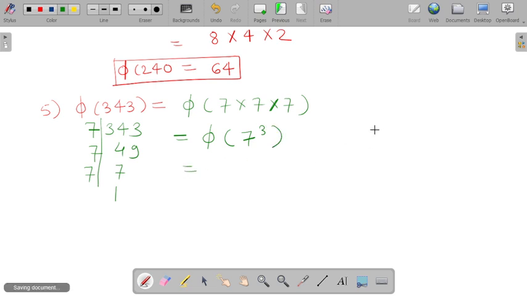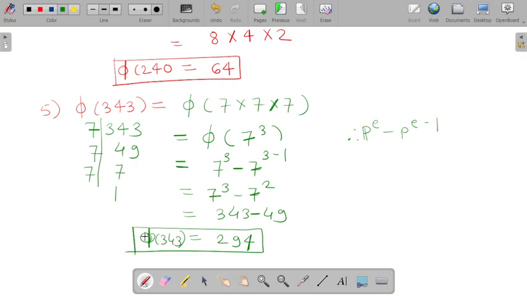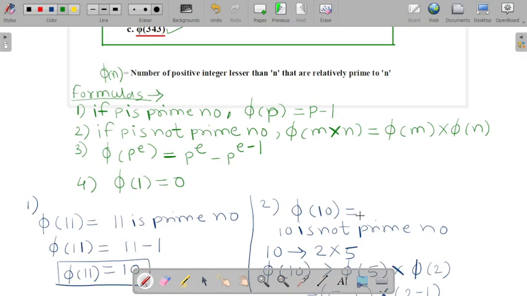So you can apply this formula, p raised to e minus p raised to e minus 1. So I can write it as 7 raised to 3 minus 7 raised to 3 minus 1, which is 7 raised to 3 minus 7 raised to 2, which is 343 minus 49. And our answer for the question is 294. So phi of 343 is nothing but 294.